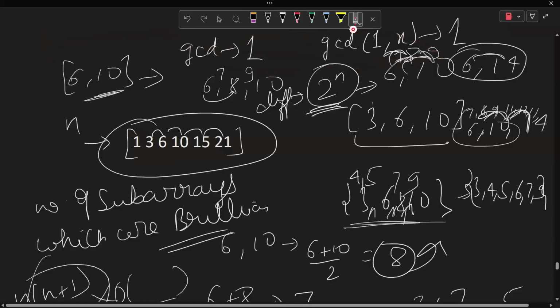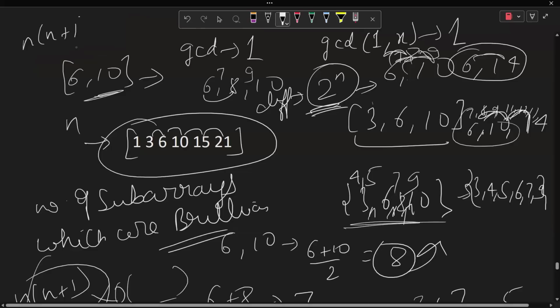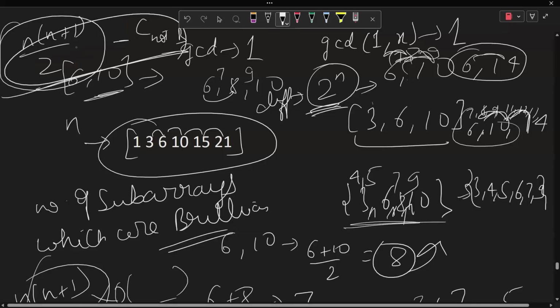So basically, you can get an intuition of a binary search here: up to some point it would be not brilliant, and after that it would be brilliant. So instead of computing the number of brilliant, you can just compute the number of not brilliant and subtract it from n into n plus 1 by 2. N into n plus 1 by 2 subarrays exist, minus the count of not brilliant. If you do, you would get your final answer of number of brilliant.